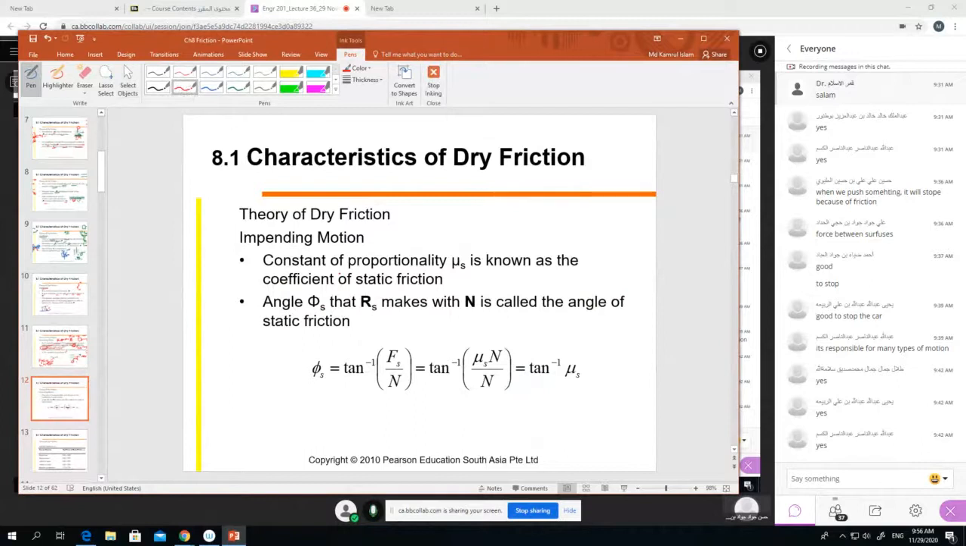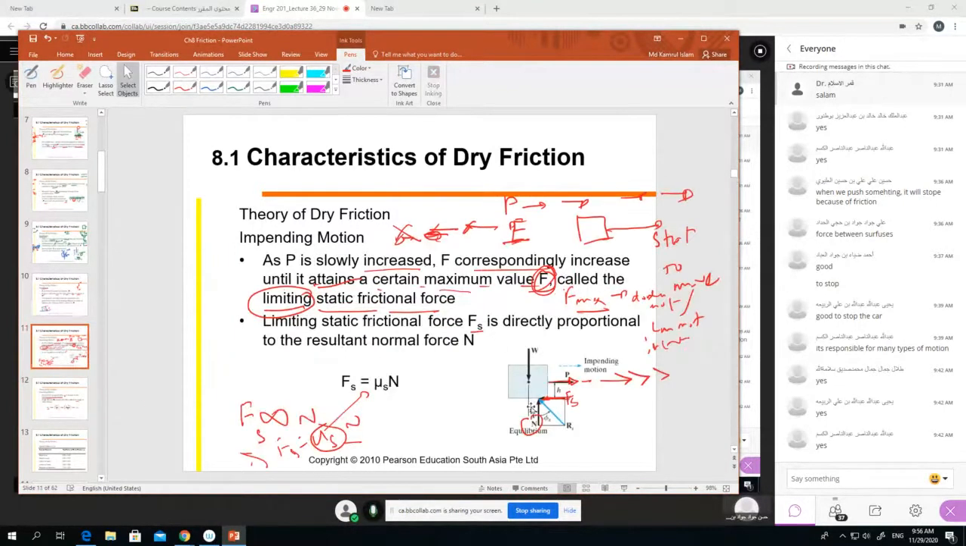In the case of impending motion, the constant of proportionality, as I told you, is known as the coefficient of dry friction or coefficient of static friction. Now there is this phi or psi, which is called the angle of friction. And the angle of friction is equal to Fs by Fn. How is this the angle of friction? You see from the picture here.